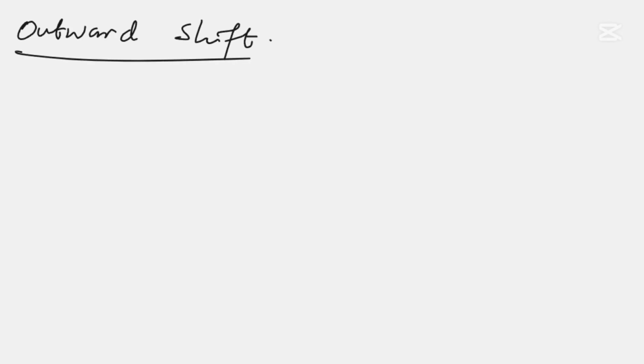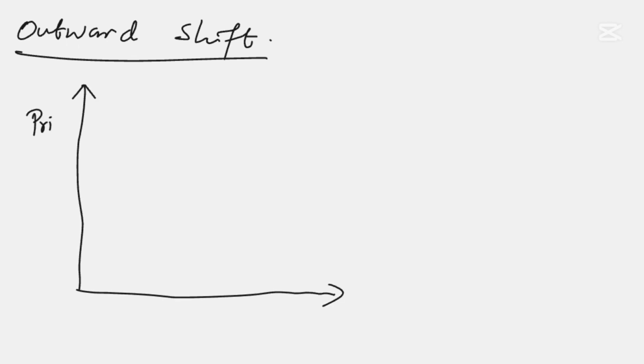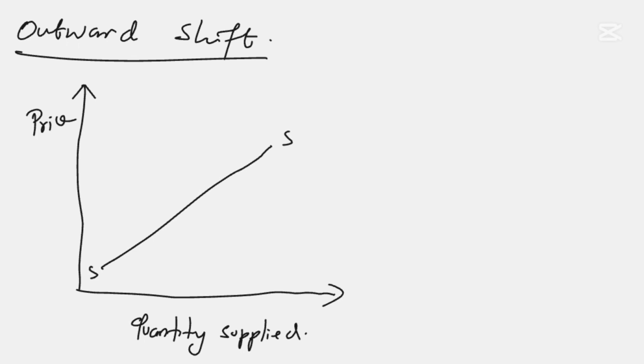Next, I want to demonstrate the different types of shift which the supply curve can experience. So the first one is the outward shift, or a shift to the right. Let me plot here price against quantities supplied. Then I show the supply curve. So how will an outward shift look like? There it is, S1, showing that we have a shift of the supply curve outwards.